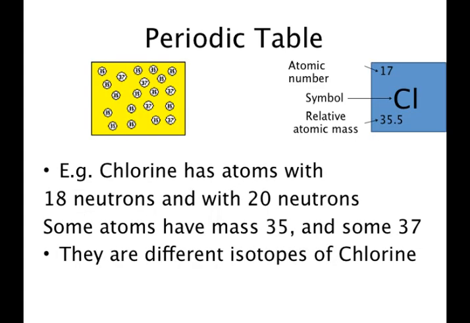Another example is chlorine, where some of the atoms have 18 neutrons and some have 20. As chlorine has 17 protons, this means it can have isotopes with mass 35 and some with mass 37. They react in the same way, but they have different masses.